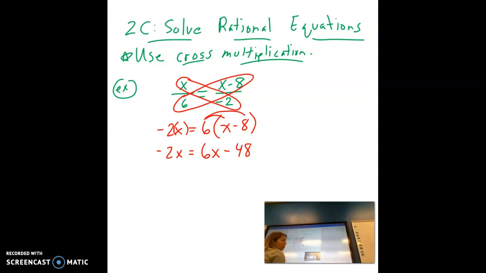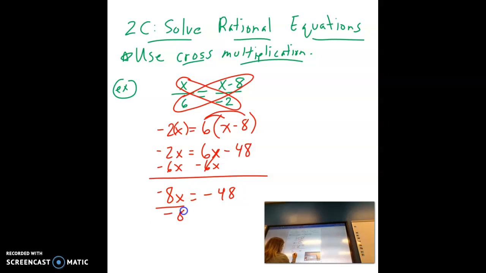And now I just solve. Remember when you're solving, you get x's to one side, numbers to the other, and you just keep going. So I need to move the 6x by subtracting. This gives me negative 8x equals negative 48. Now how do I solve this? Well, I divide by negative 8, and so x is 6.